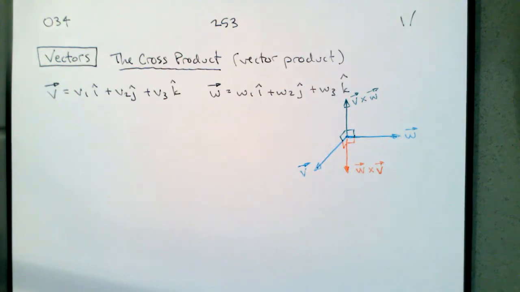It's another on the list of multiplications that aren't commutative. We know that matrix multiplication is not commutative. Here's another multiplication that's not commutative. v cross w is not the same as w cross v. In fact, they're opposites.